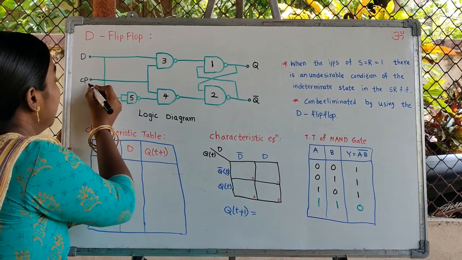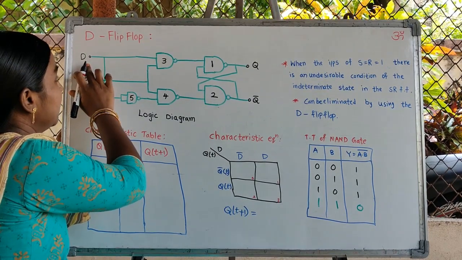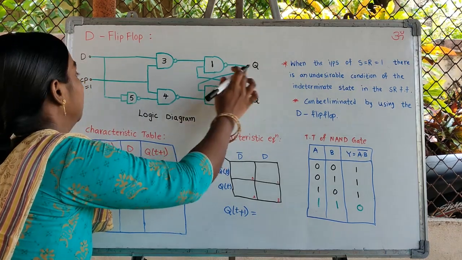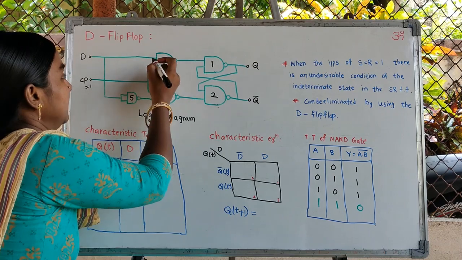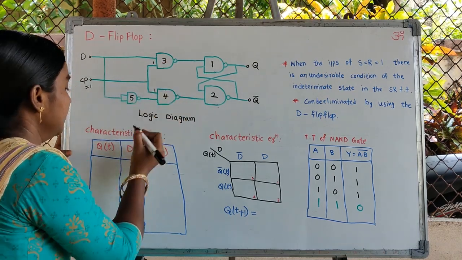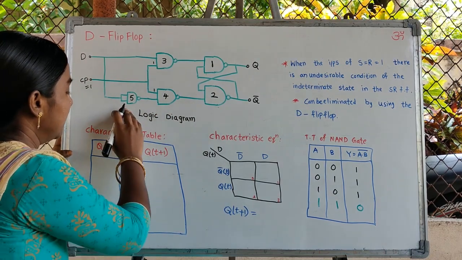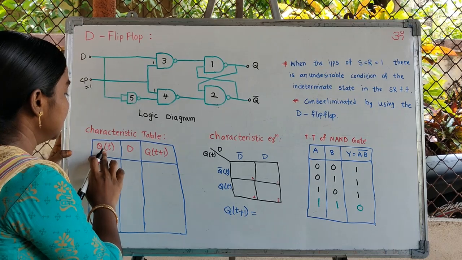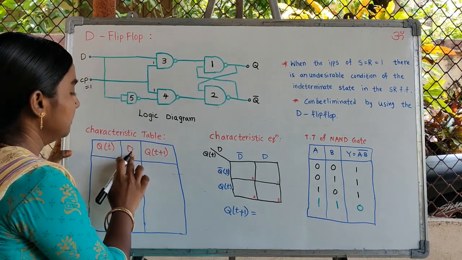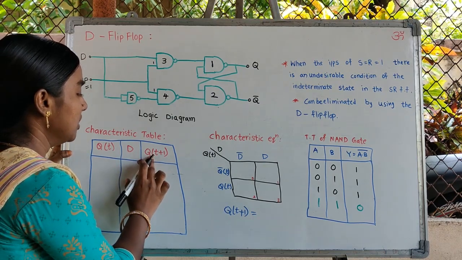Now when we are applying clock pulse equal to 1, whatever the input D we are applying to this logic diagram, the output we are going to find out. So when clock pulse equal to 1, here we are going to apply 1 here, here we are going to apply 1 here, and this is the characteristic table of this corresponding D flip-flop. This is the present state Q of T before the clock pulse. This is the D input. Q of T plus 1 is the next state after giving the clock pulse.